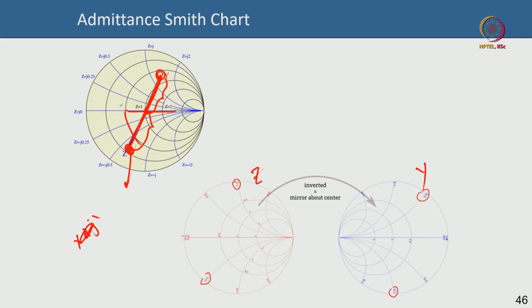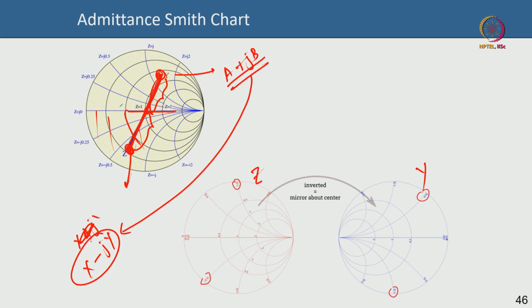This is on the capacitive side. No, the bottom part is capacitive. So x minus jy. If I go diametrically opposite, I get some value here, which is suppose maybe a plus jb. So this a plus jb is actually the admittance of this value. You see my point? 1 by z, essentially 1 by z is the admittance, right. So that gives you that value.